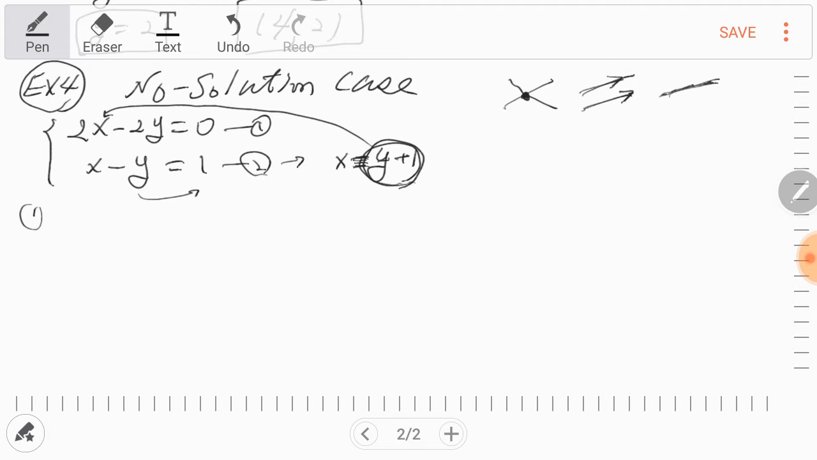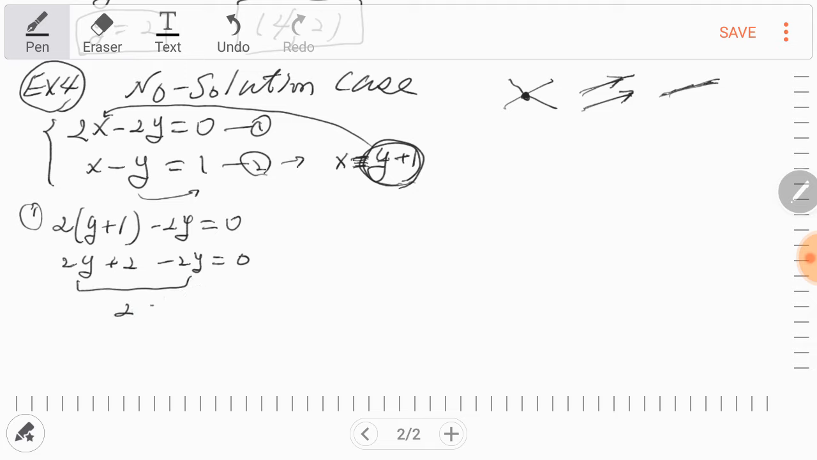So from the first equation, 2 times x, and x is y plus 1. Put the parentheses to protect y plus 1. Minus 2y is equal to 0. Then 2y plus 2 minus 2y is equal to 0. Combine the like terms. 2 equals 0. We have an equation 2 equals 0, and this is false. This is not true.